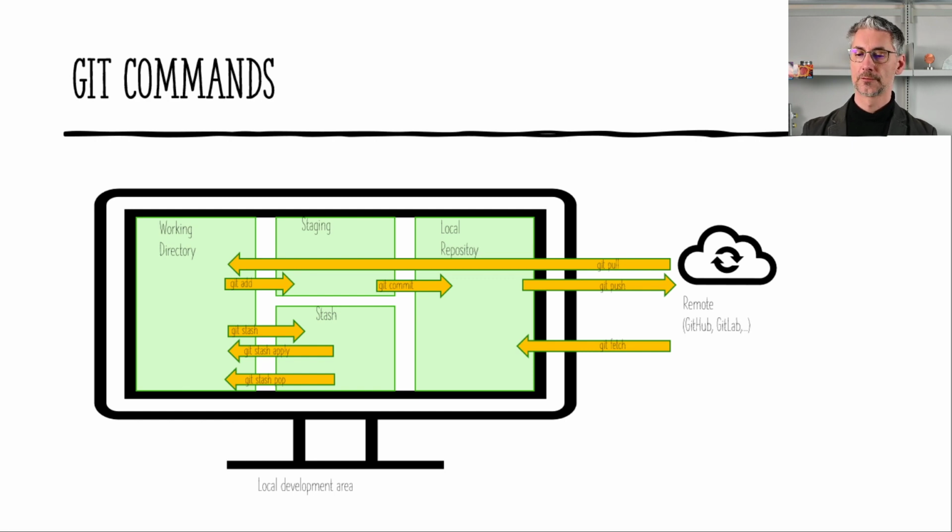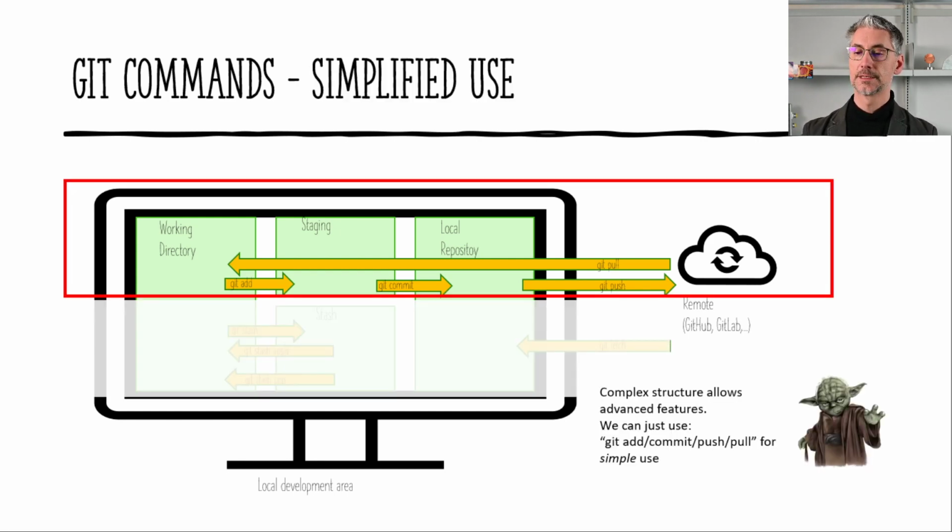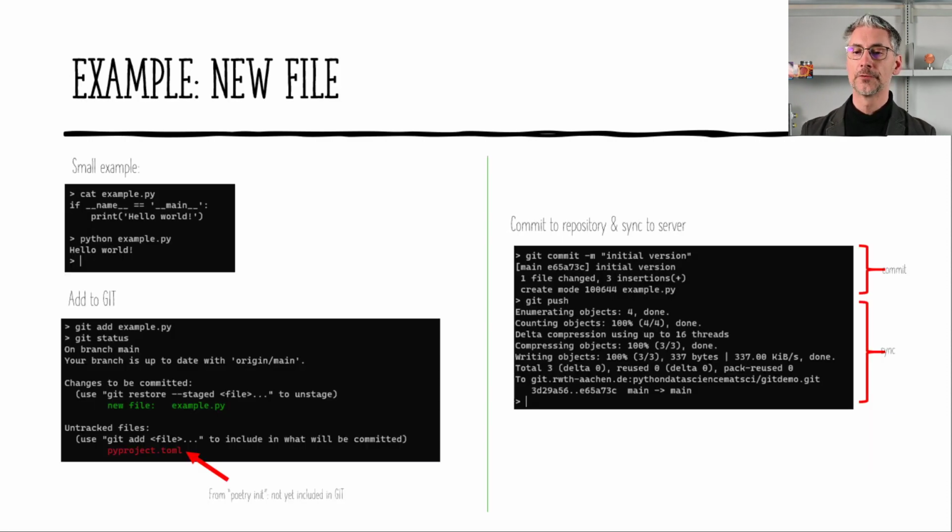There are also some advanced functionalities like git stash, where we can move files around and edit in several ways, but the simplest way to use Git is to focus on these commands at the top. We have our local structure, and then when we add a new file or modify it, we use git add, then we use git commit, and then we use git push. This is enough for simple use, and that will already get you a long way of using a version control system.